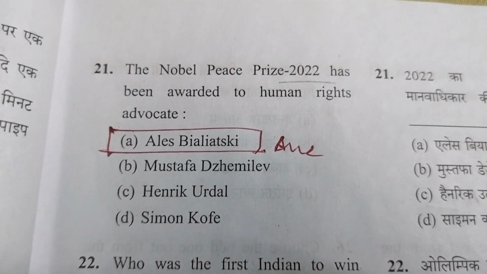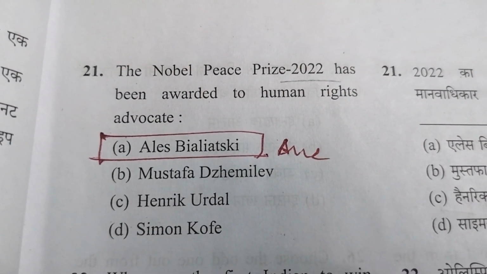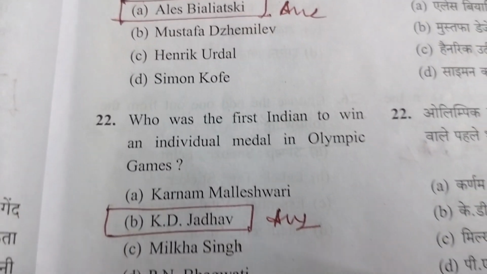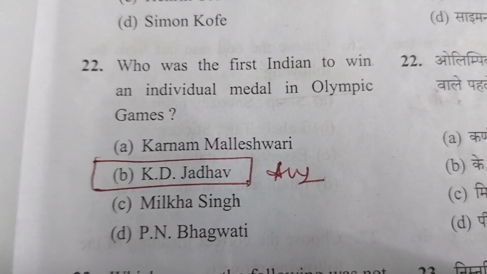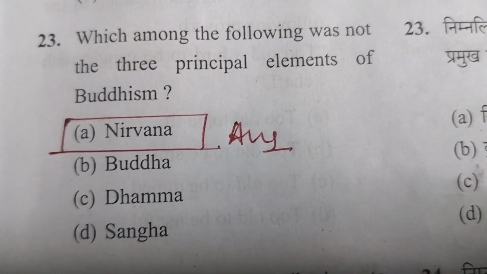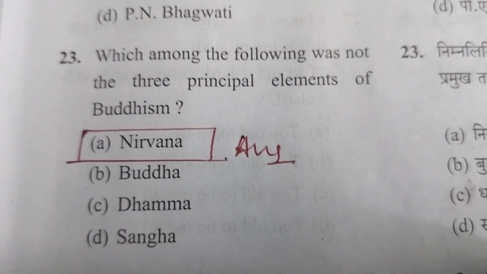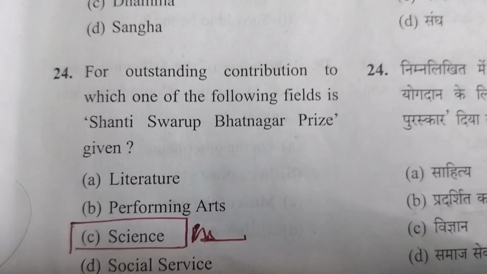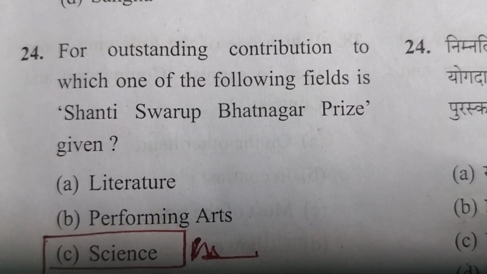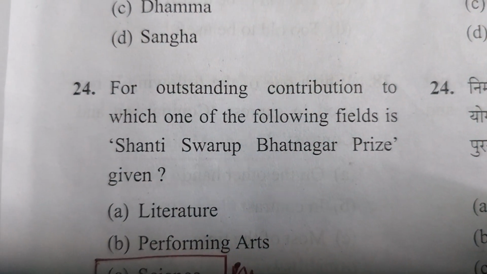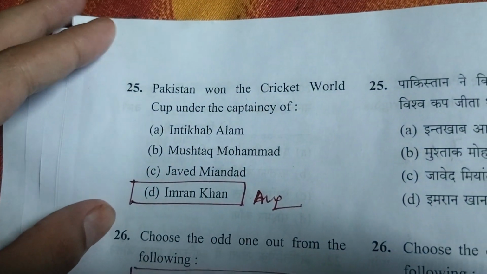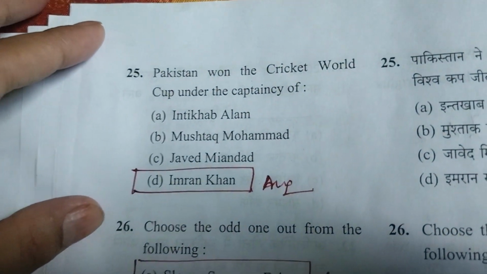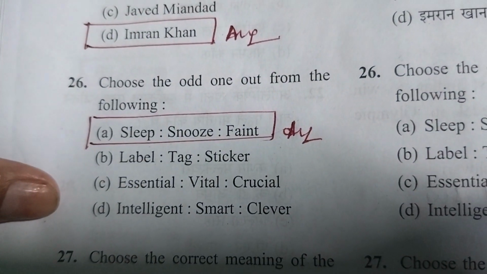21. The Nobel Peace Prize 2022 has been awarded to human rights advocate Ales Bialiatski. 22. Who was the first Indian to win an individual medal in Olympic games? K.D. Jadhav. 23. Which among the following was not one of the three principal elements of Buddhism? A, Nirvana. 24. For outstanding contribution to which one of the fields is the Shanti Swarup Bhatnagar Prize given? C, Science. 25. Pakistan won the Cricket World Cup under the captaincy of D, Imran Khan.